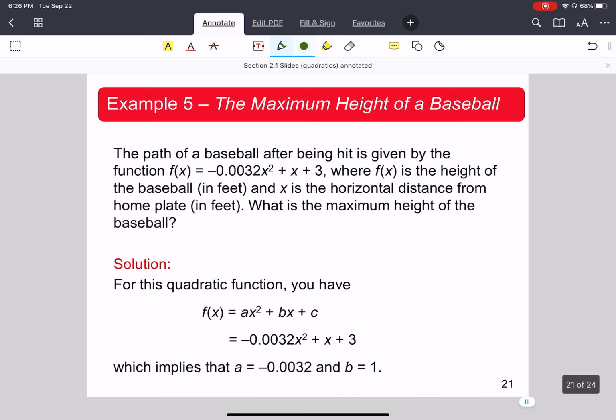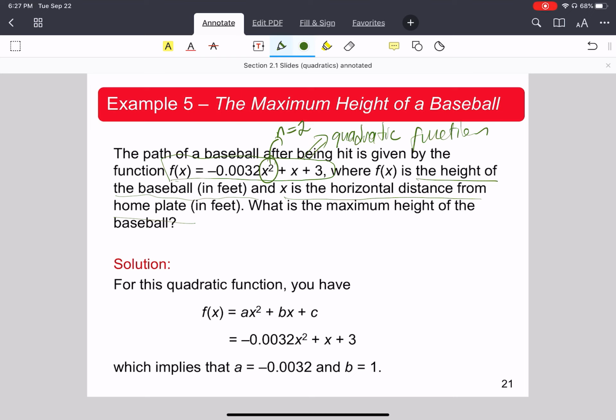Here's an example. The path of a baseball after being hit is given by the function f of x equals negative 0.0032 times x squared plus x plus 3. You guys realize that this is a quadratic function. Part of the reason is that it has the exponent n to be 2. So the exponent is 2. And then this function represents the height of the baseball, and x is the horizontal distance from the home plate. So x is the distance.